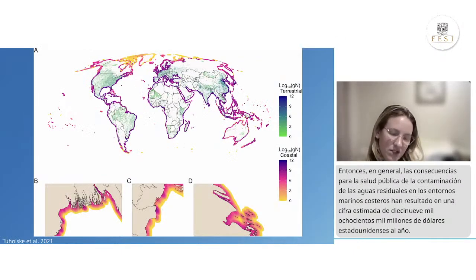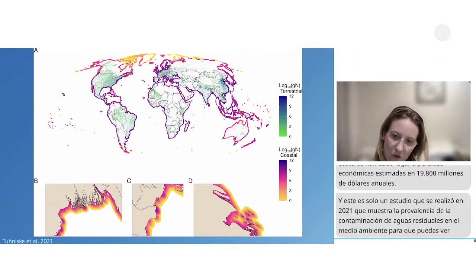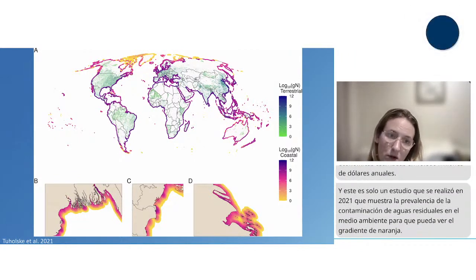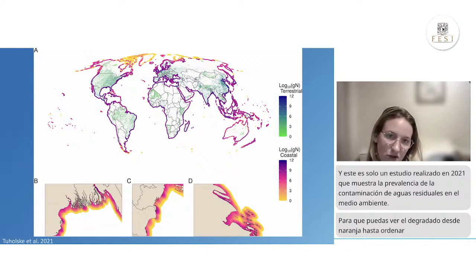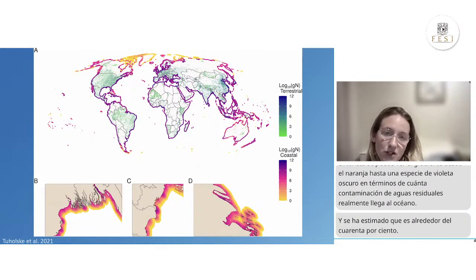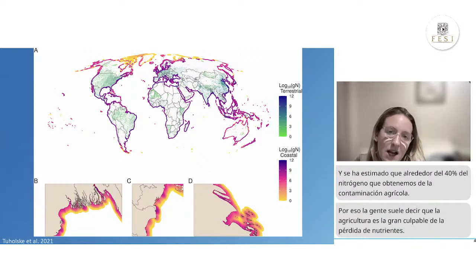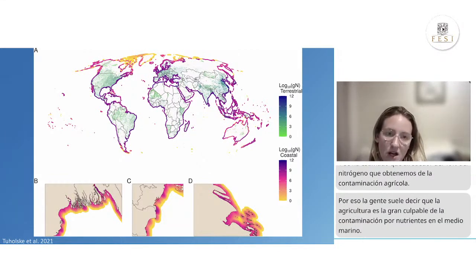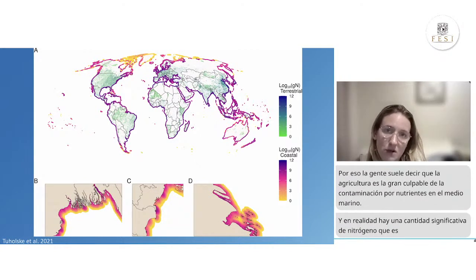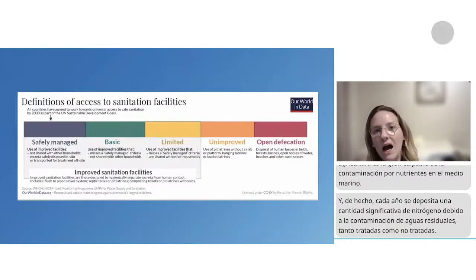And this is just a study that was done in 2021 that shows you the prevalence of wastewater pollution in the environment. So you can see the gradient from orange up to the dark purple in terms of how much wastewater pollution is actually getting into the ocean. And it's been estimated that it's about 40% of the nitrogen that we get from agriculture pollution. So people often say agriculture is the big culprit of nutrient pollution in the marine environment. And actually, there's a significant amount of nitrogen that's deposited from wastewater pollution, both treated and untreated wastewater pollution, every year. So why is this happening?